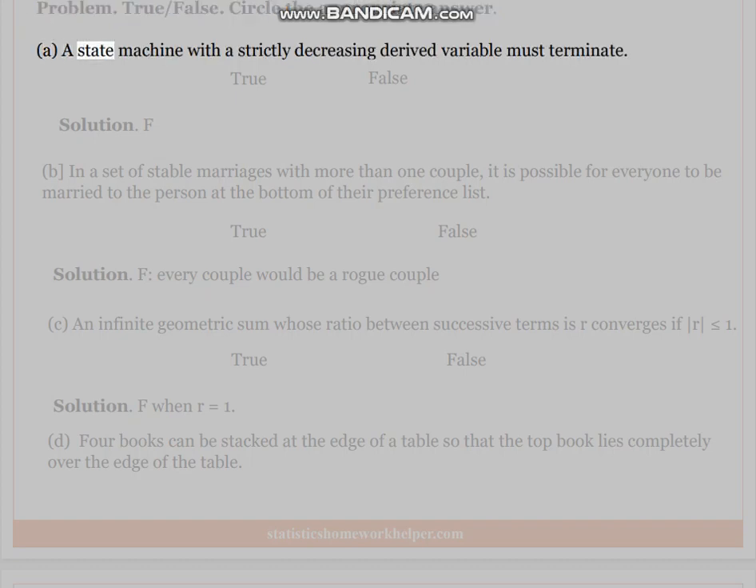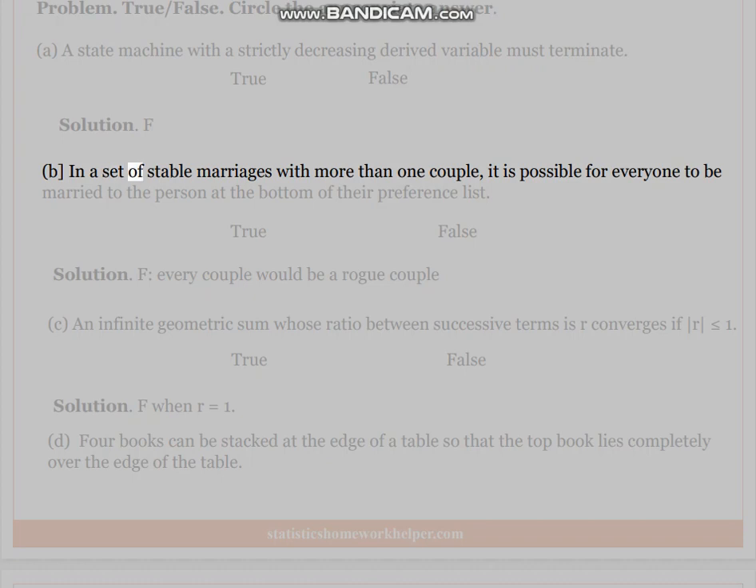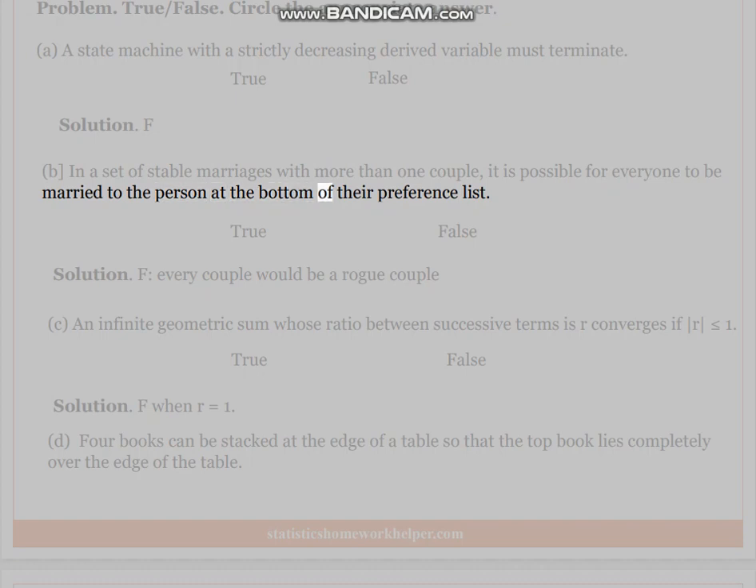Problem: true/false. Circle the appropriate answer. A. A state machine with a strictly decreasing derived variable must terminate. Solution: False. B. In a set of stable marriages with more than one couple, it is possible for everyone to be married to the person at the bottom of their preference list. Solution: False. Every couple would be a rogue couple.